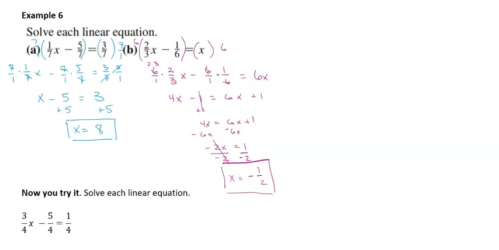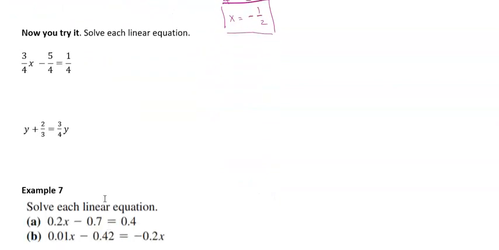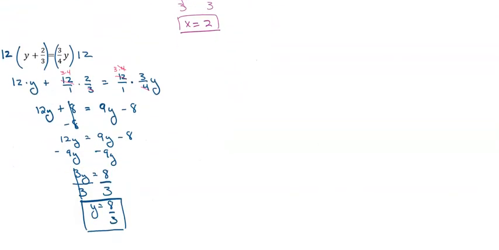Okay. So now it's time for you to give it a try. So you try these and see if you can get the right answer, and come back and check. So on the first one, you should get 2. Multiply both sides by 4. Be careful with all the steps, and you cancel things properly.